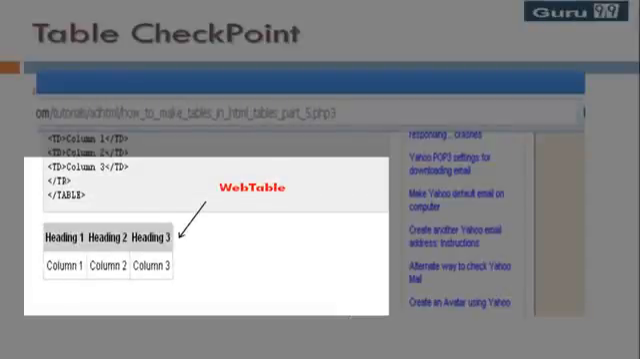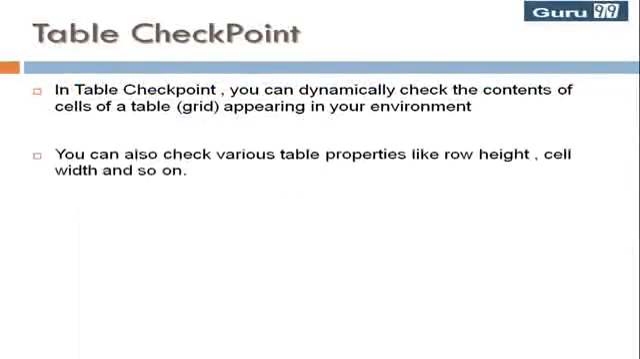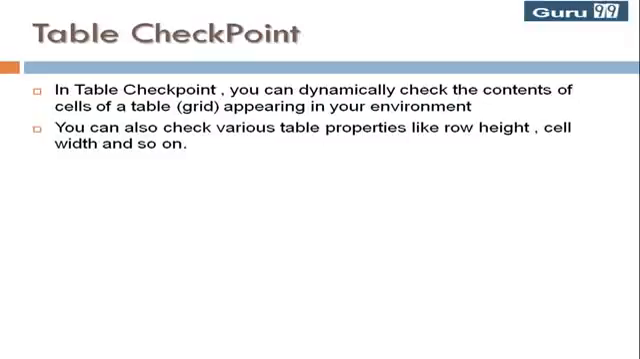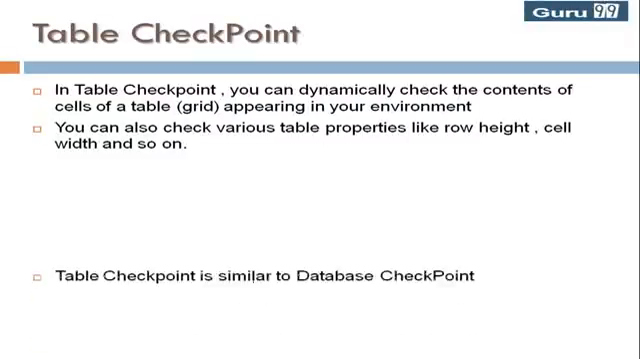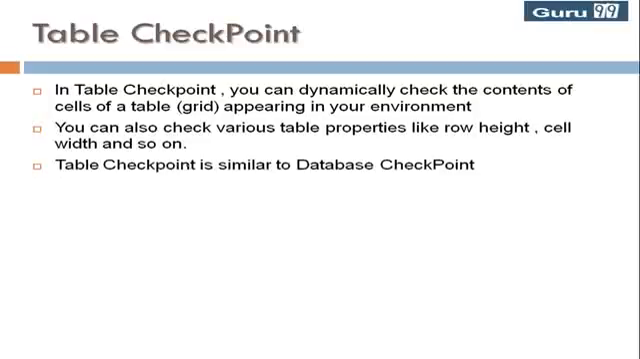Table checkpoints. In table checkpoints, you can dynamically check the contents of a cell of a table or grid appearing in your environment. For example, a table appearing in a web environment. You can also check various table properties like row height, cell width, and so on. Table checkpoints are similar to database checkpoints.